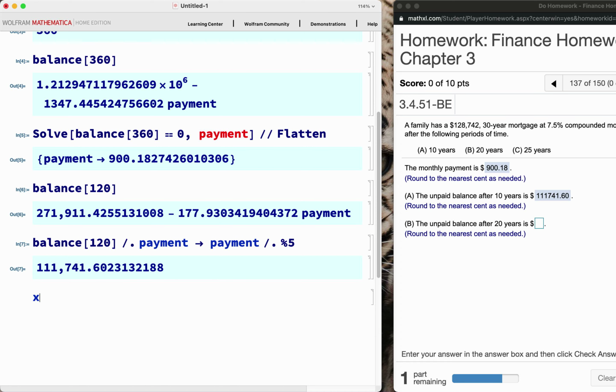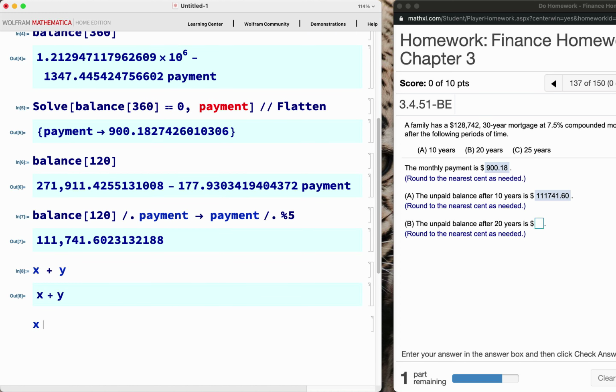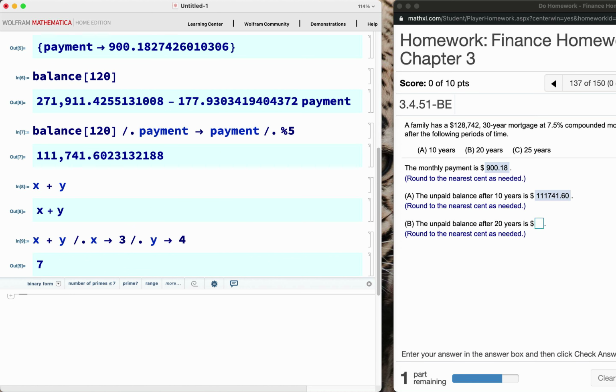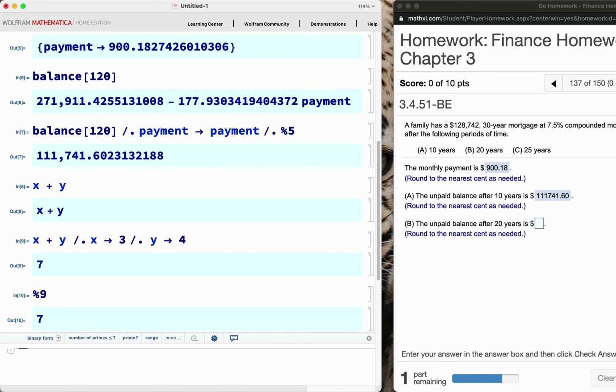Look, what if I do this in Mathematica? x plus y. Now, what if I do this? x plus y, where x is 3 and y is 4. What do you think that's going to be? That's going to be 7, because 3 plus 4 is 7. Okay. Now look over here. This is output number 9, right? So what is output number 9? Output number 9 is 7.